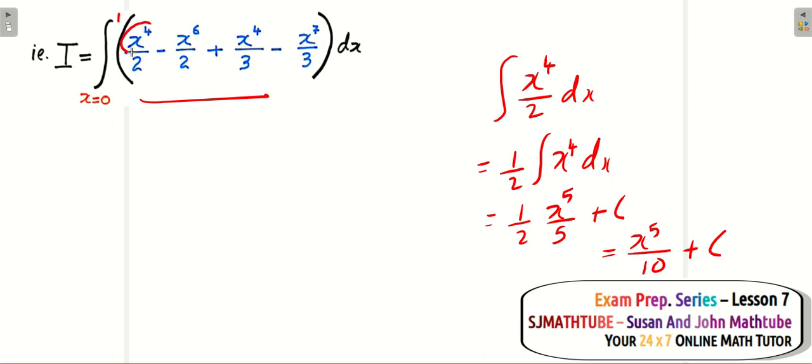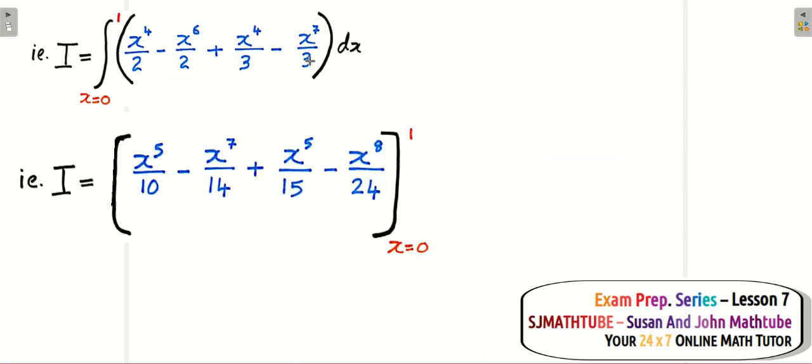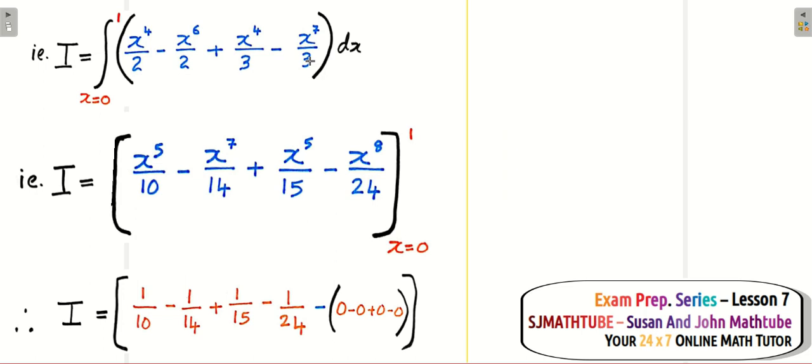So look at this. The first one integrated will give you x power 5 by 10. When you integrate the second one, you will get x to the power 7 by 7 into 2, that is 14, and here you will get x to the power 5 by 15, and here x to the power 8 by 24. Now that's it. Put upper limit minus lower limit. Take a calculator, or otherwise you simplify, take LCM, etc. You will get 3 by 56.